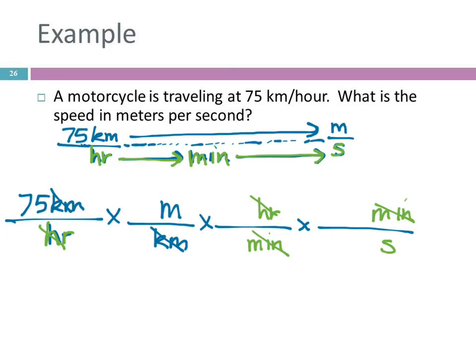Now we need numbers. Let's start at the end here. Minutes and seconds, what's the relationship? 1 minute is 60 seconds. How about between hours and minutes? 1 hour is 60 minutes. And how about kilometers to meters?